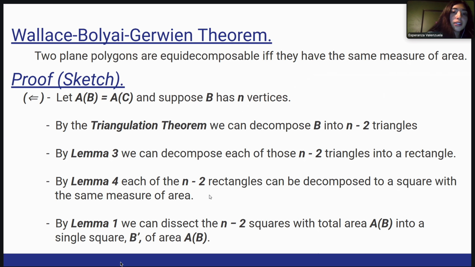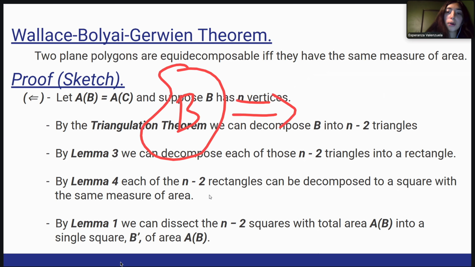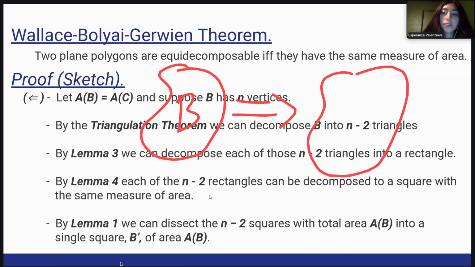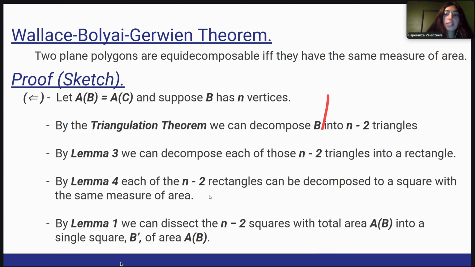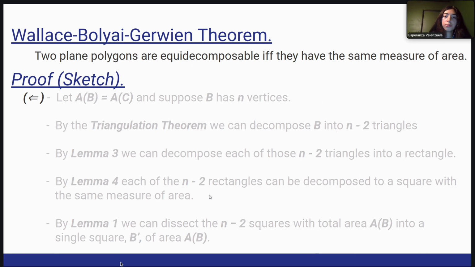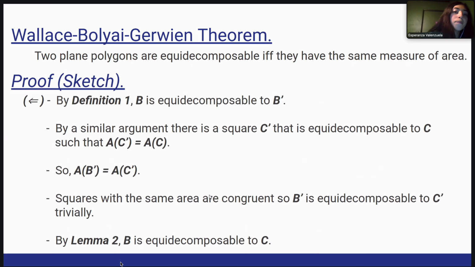And by lemma 1, we can dissect all of these n minus 2 squares such that we form one square. So essentially what we did was we have B, and we decomposed it, dissected it, moved parts around to form polygon B prime, such that B prime is a square. So we have that B is equal decomposable to B prime, which is a square, might I remind you guys. And by a similar argument, there is a square C prime that is equal decomposable to C, such that the area of C prime is equal to the area of C.